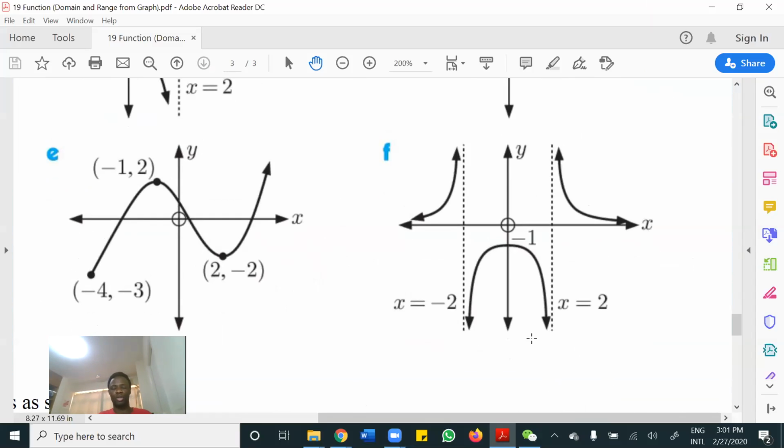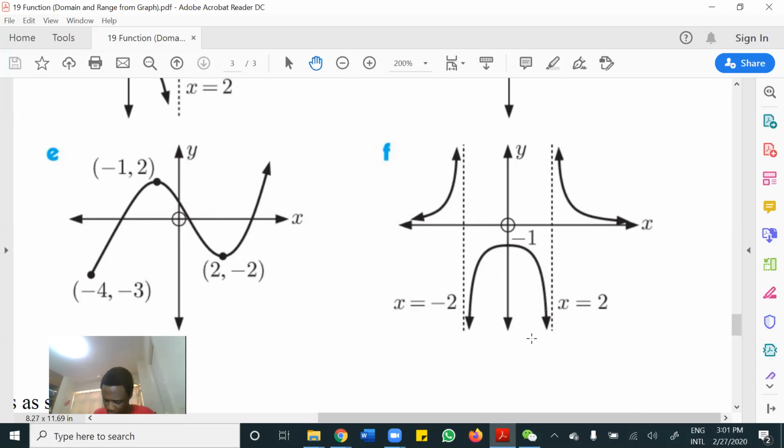Yep. What is your domain? The domain is the set of real numbers x such that x is not -2 or 2. That's correct. And your range? Then the range is the set of real numbers y such that 0 less than y less than or equal to -1. Let's see.